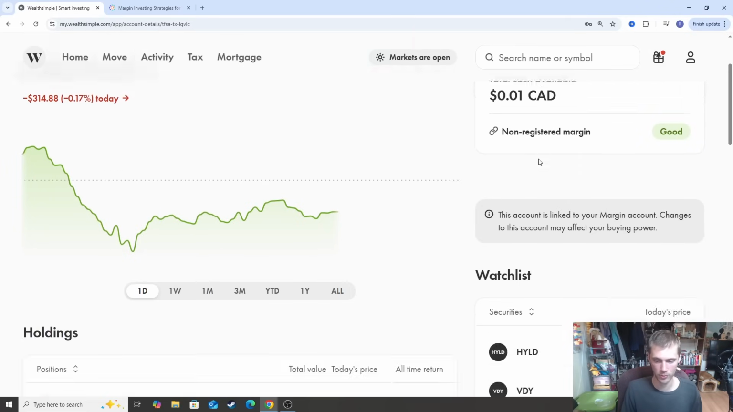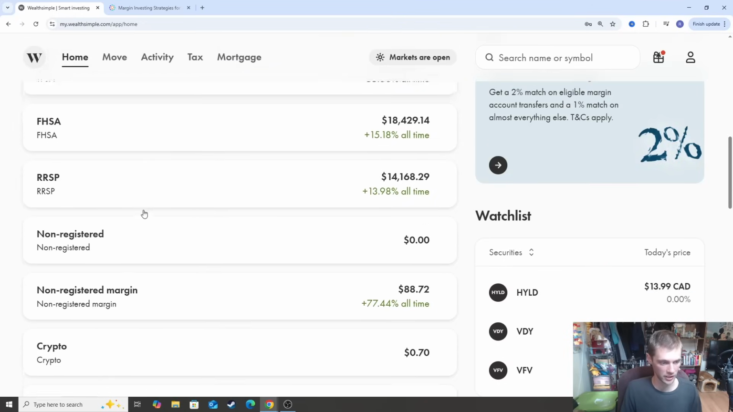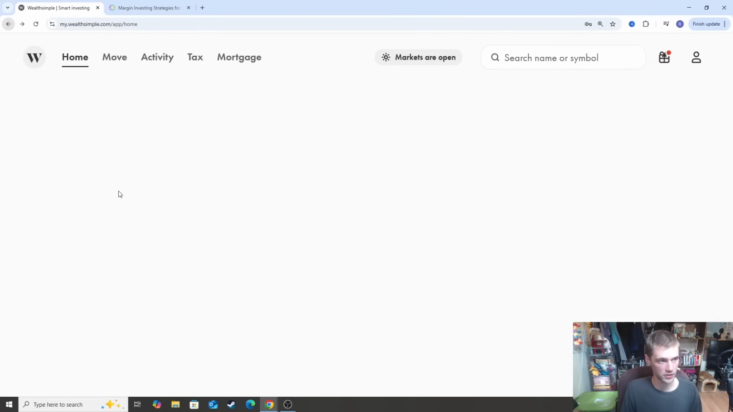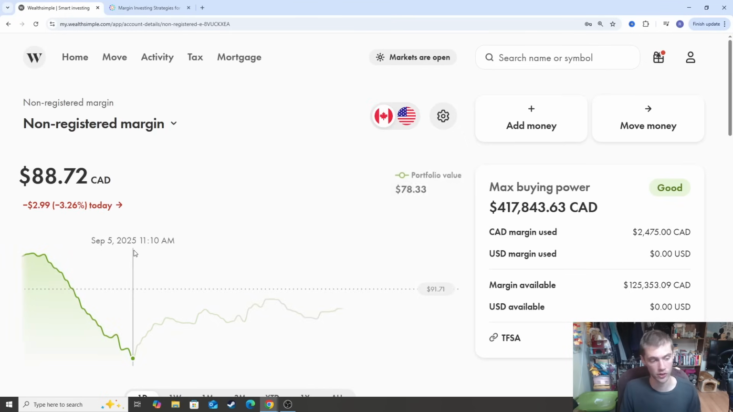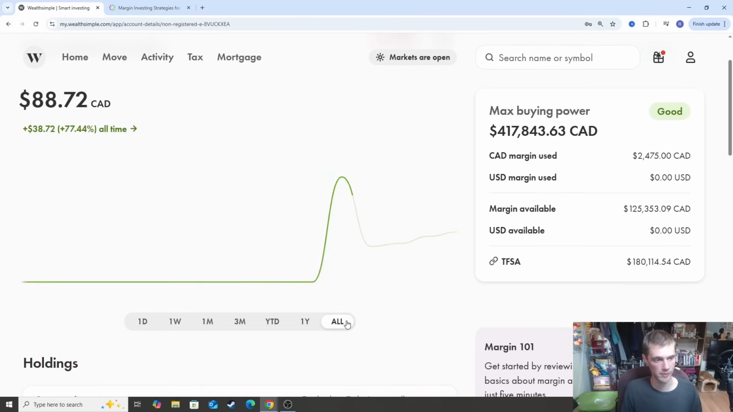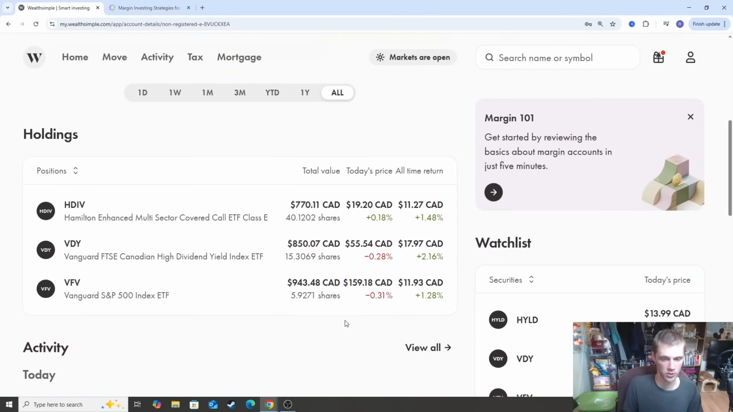So if we go inside the portfolio, inside the margin account here, I'm just going to go back out in just a second. Actually, what I could do is give you a quick update on the performance so far. Well, actually, we should have done that first, but we'll do this really quickly. So all time, we put $50 inside the margin account to begin with. That was our first money we put in. And here are the holdings and here's the return. We have HDIV, VDY, and VFB, and we've seen a little bit of a gain in the market so far.